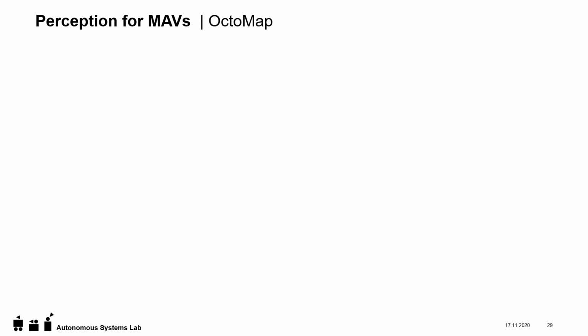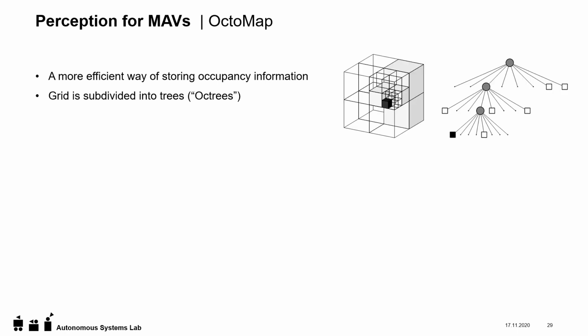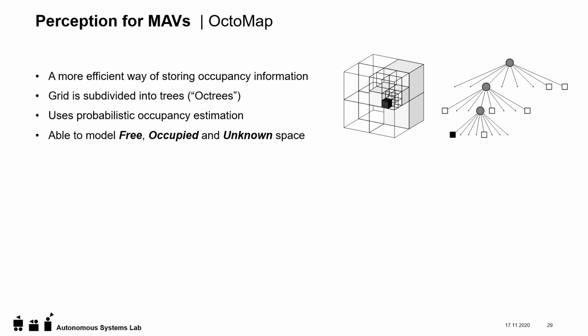A very famous implementation of such an occupancy grid is called Octomap. It's a bit more efficient than just storing it in a three-dimensional grid because the grid is subdivided into trees. They're called octrees, which basically only assign data to space we have seen. So a 3D space does not need to be fully assigned. It also uses a probabilistic occupancy estimation, which helps us in case of sensor noise or inaccuracies in our state estimation. And it's also able to model free, occupied, and unknown space.